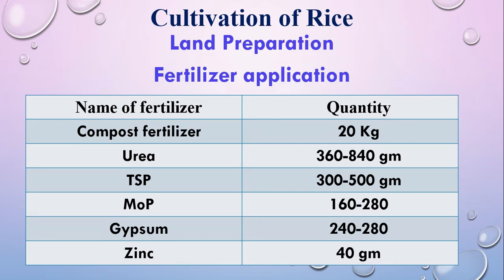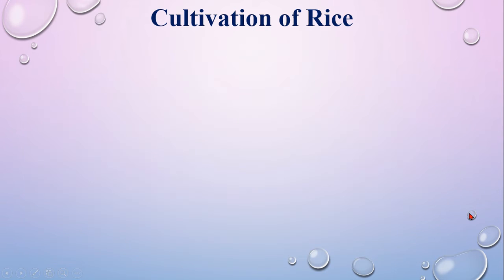That means TSP, MOP, gypsum, zinc all have to be mixed in during the final land preparation, but urea has to be split into three equal splits, that means installments. The first installment should be applied after 15 to 20 days of transplanting, the second installment after 30 to 35 days of transplanting, that means after growing 4-5 tillers, and the last installment after 45 to 50 days of transplanting, that means 5 to 7 days before booting stage. So these are the general rules of fertilizer application.